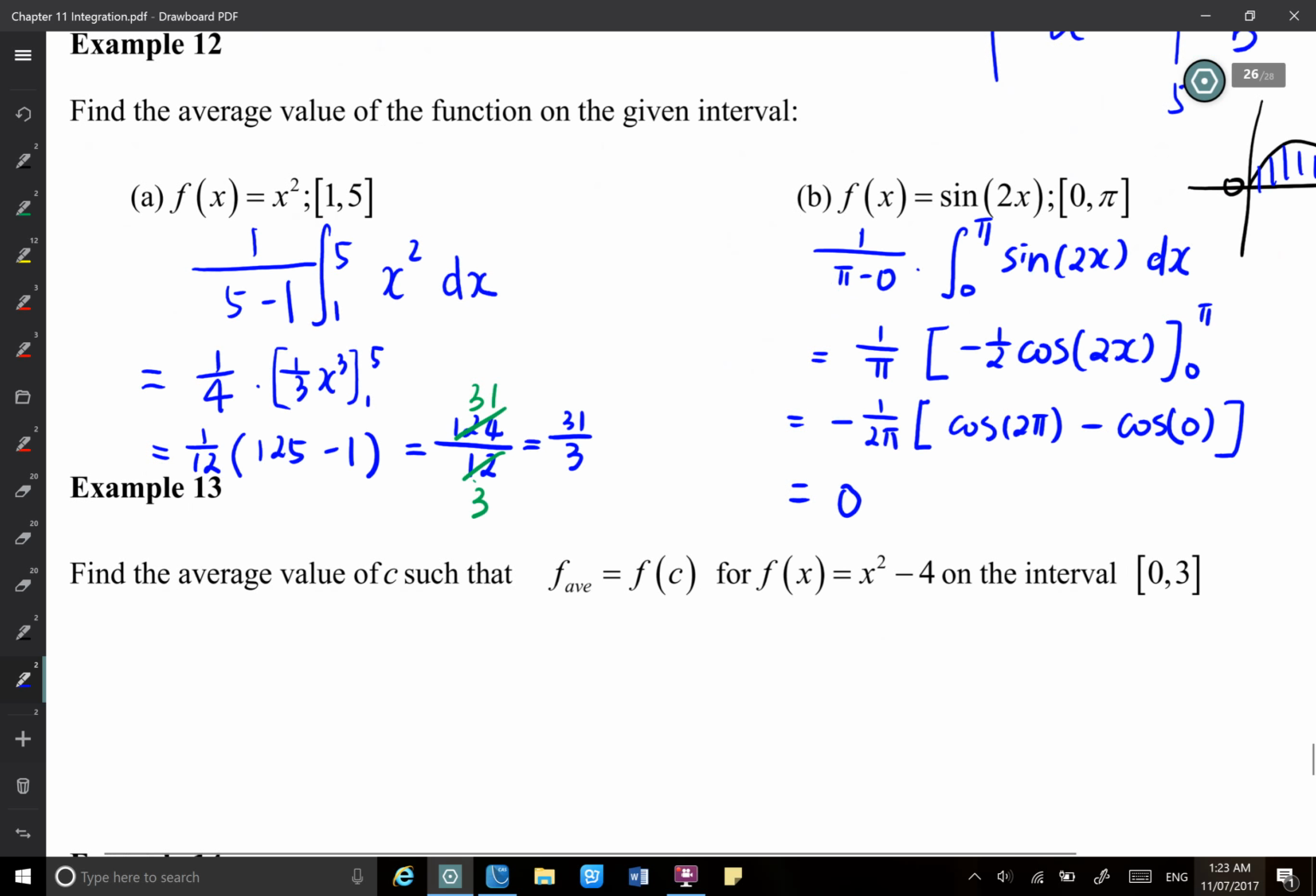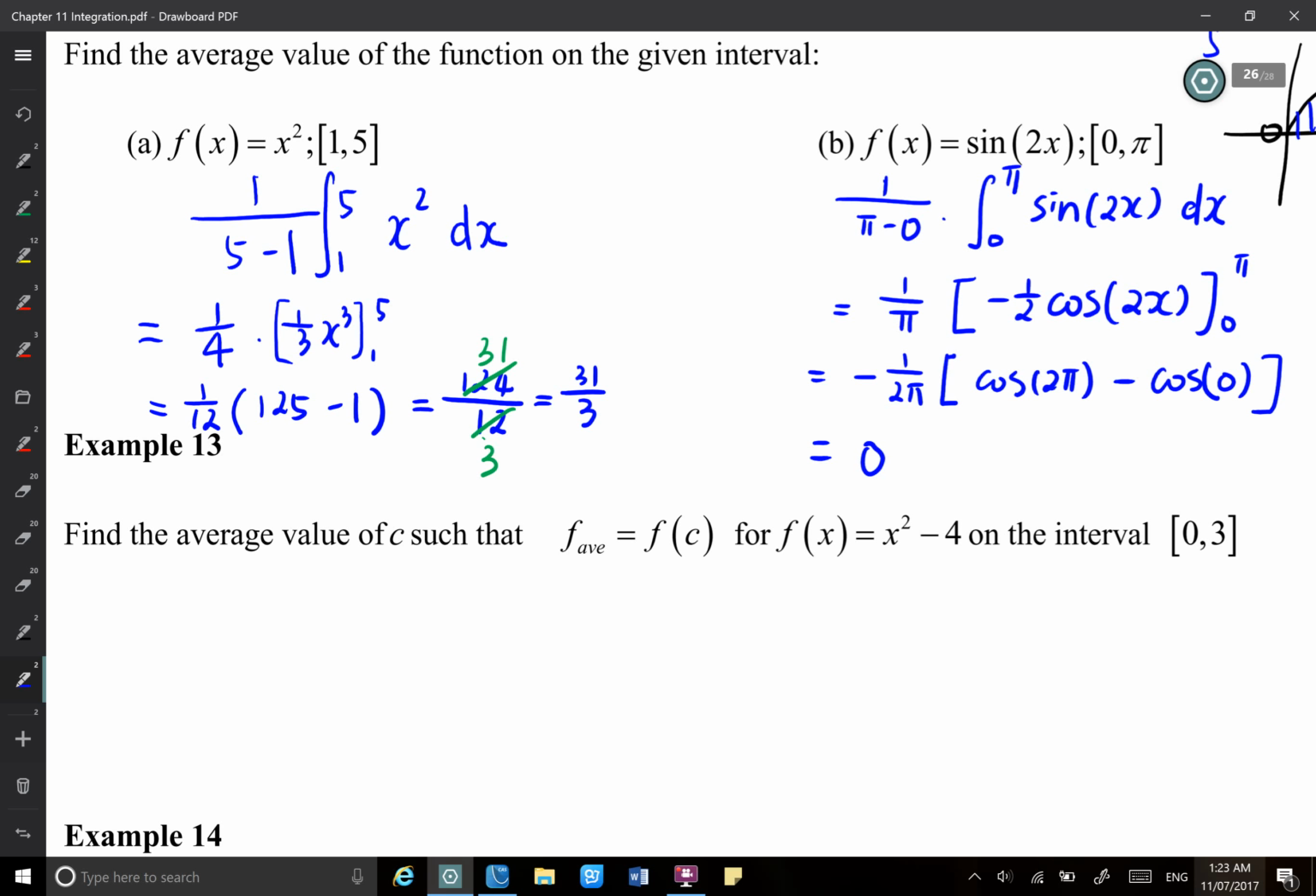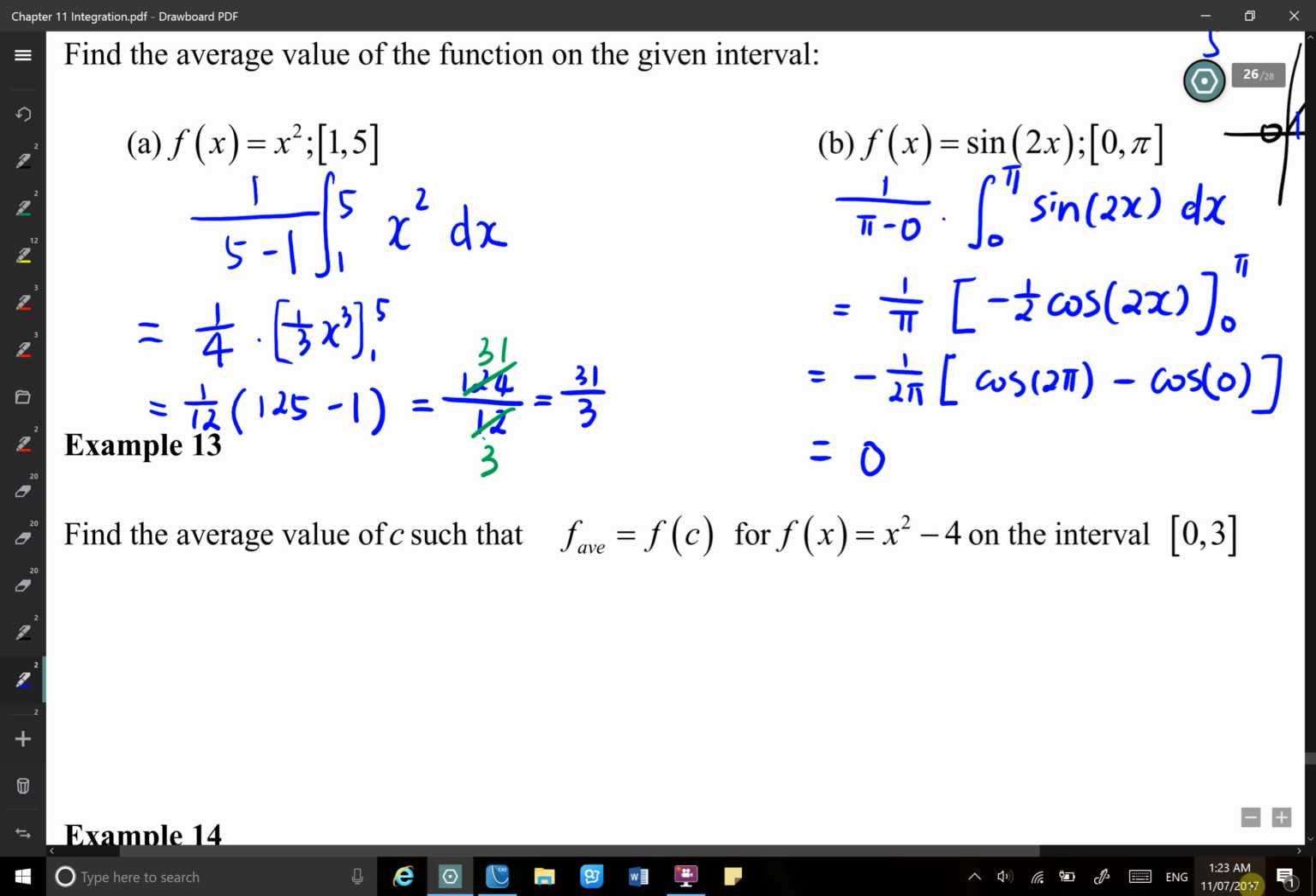Okay, last one, I'll go through the last one today. Example 13: find the value of c such that f average equals f(c), for this function, with the average between 0 and 3. So what is the average? Let's find the average first. So f average equals 1 over (b minus a), times the integral from 0 to 3 of x squared minus 4 dx.